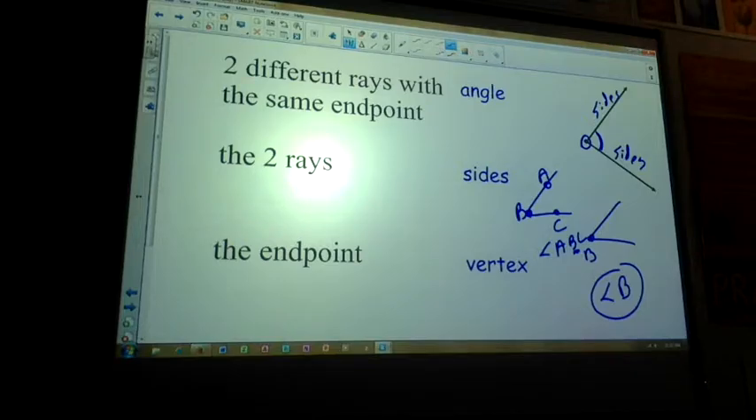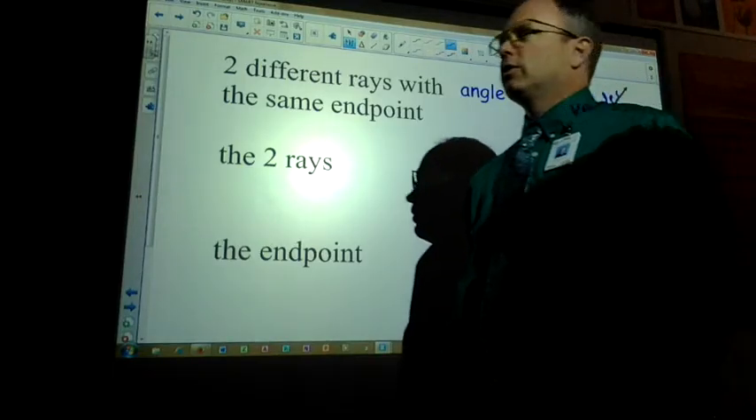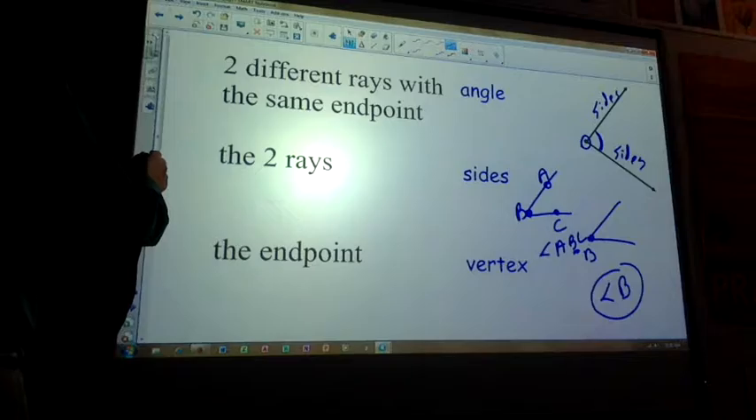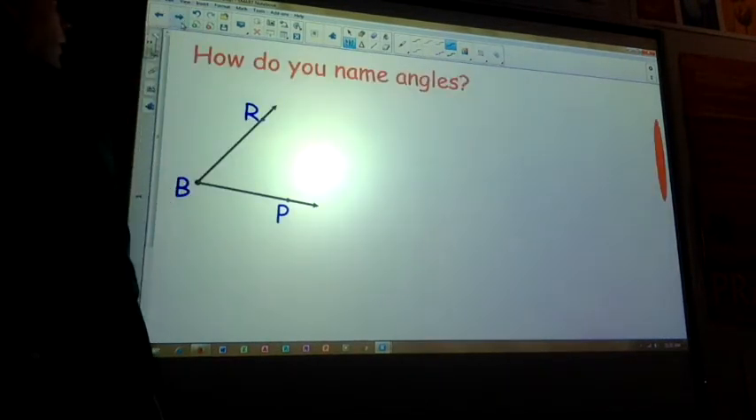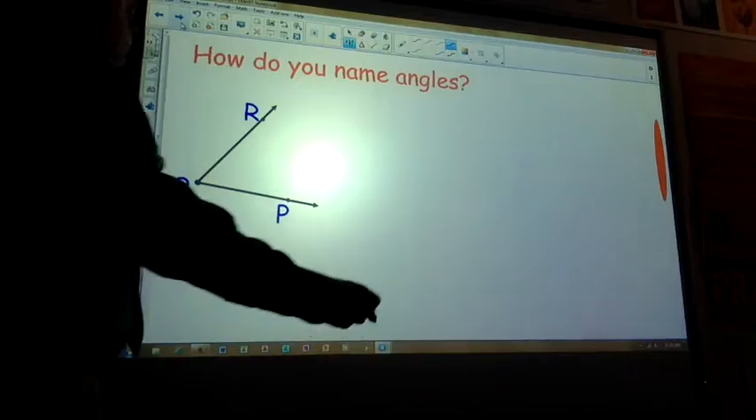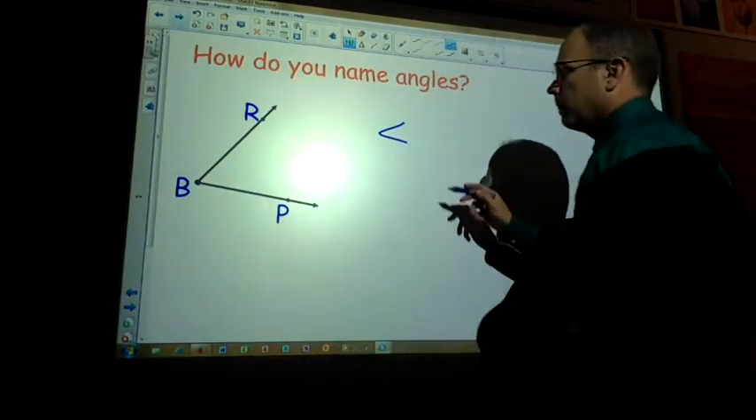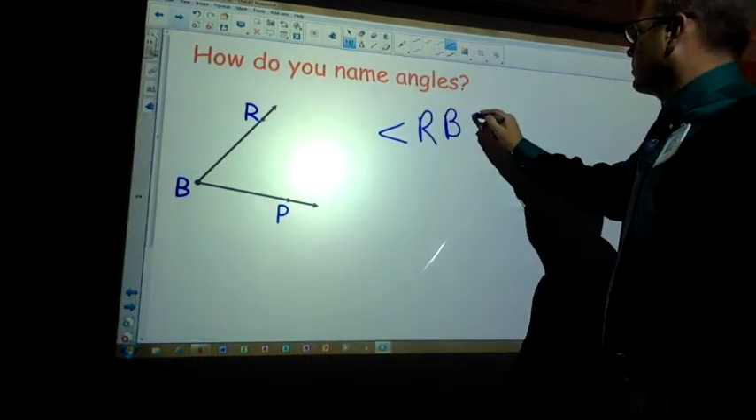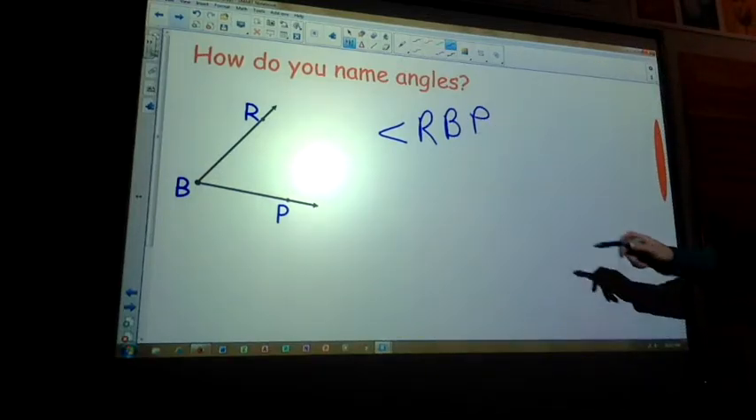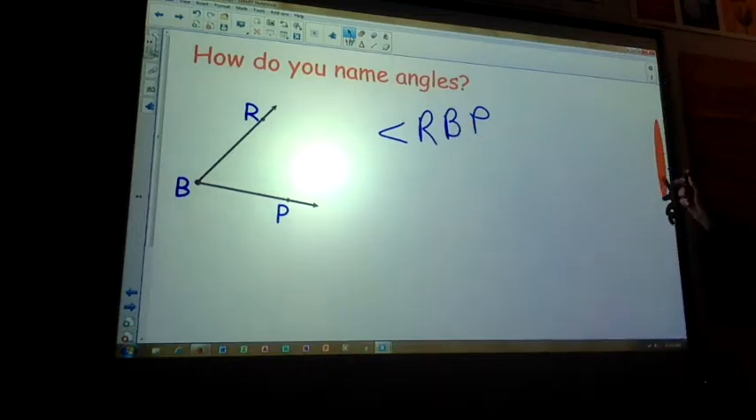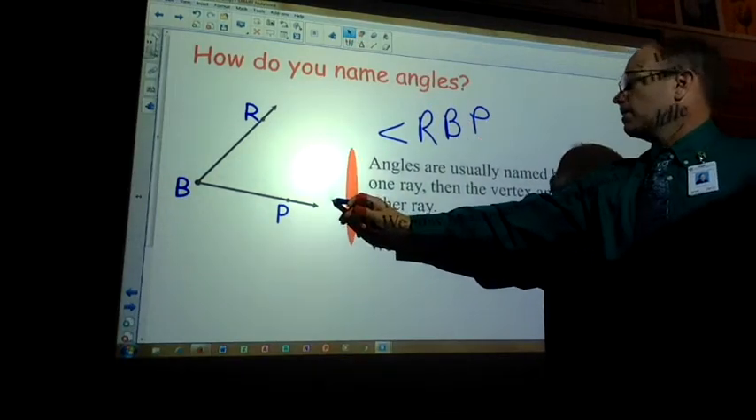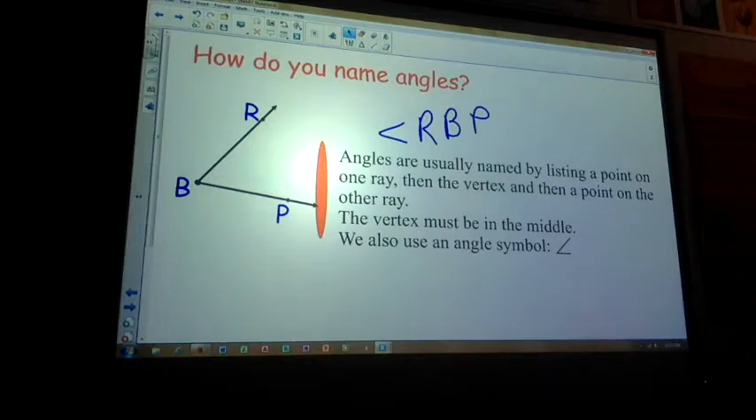Okay, so this is your angle, your sides, and then the vertex is whatever that point would be. Can you name an angle with one point? If I were to say, this is angle B, and I'm going to use a little angle symbol. So I can name an angle with one point.